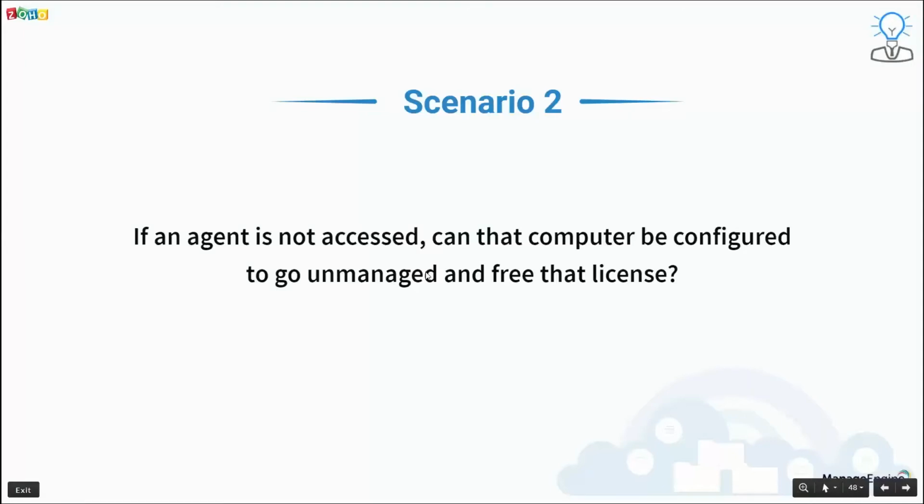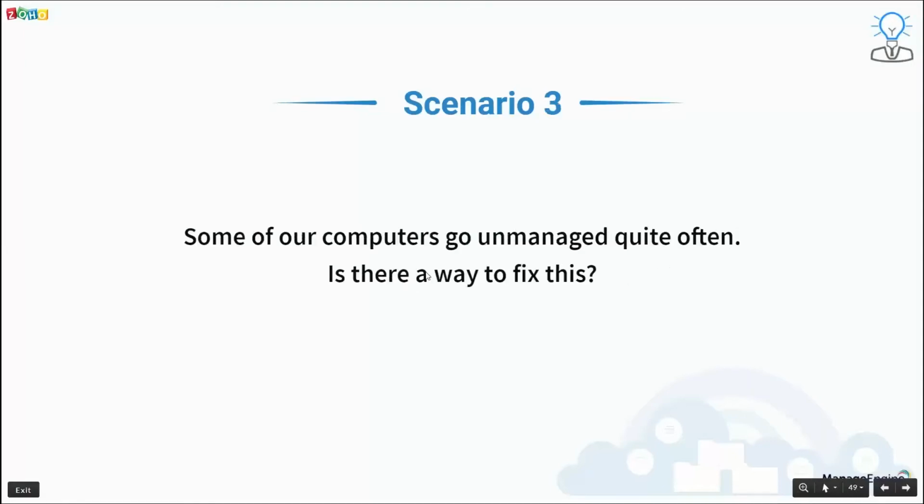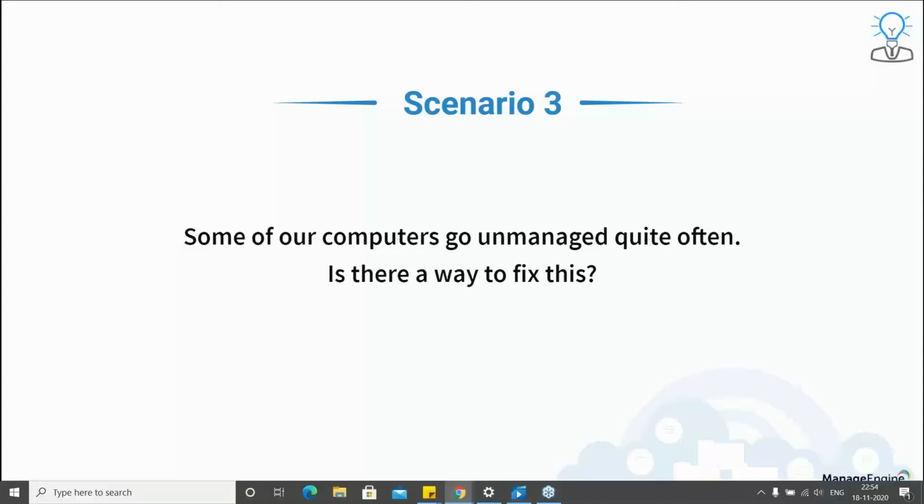Then you can add another computer against that license. And another one: some of our computers go unmanaged quite often. Is there a way to fix it? So mostly, machines go unmanaged because the end users might be stopping the Desktop Central agent service, or they might be uninstalling Desktop Central from their computer.